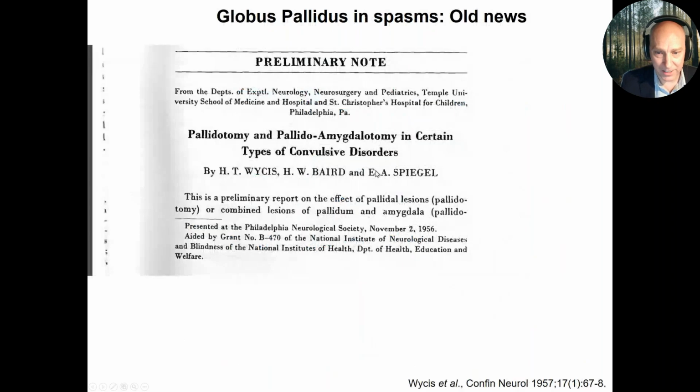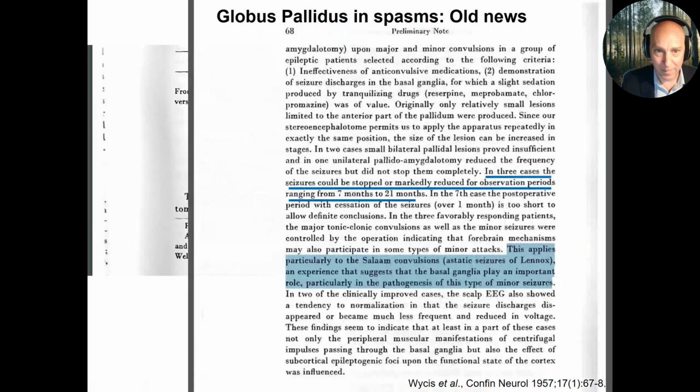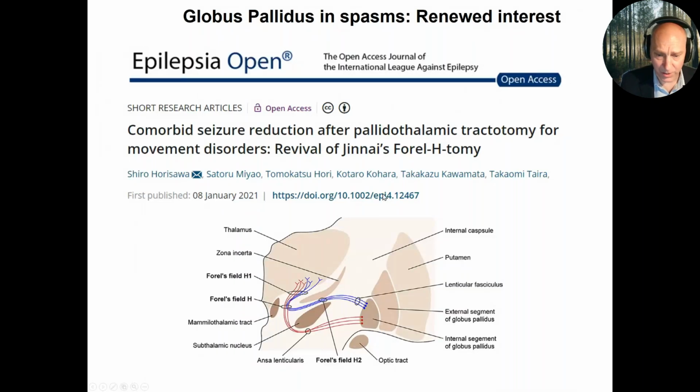And the globus pallidus had been of interest in the past. In order to stay on time for the talk, I'm going to skip this. But basically, historically, people did pallidotomies. They would lesion the pallidum, or the pallidum and the amygdala together, to reduce the seizure frequency. And this is data from over 70 years ago. So the globus pallidus was of interest already, in particular effective for salaam convulsions, which is an old name for spasms. And there's some renewed interest in 2021, where a group from Japan reported an intervention that's also tailored towards the internal globus pallidus.